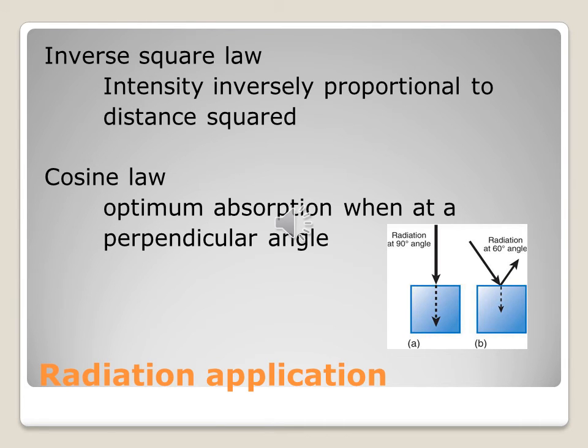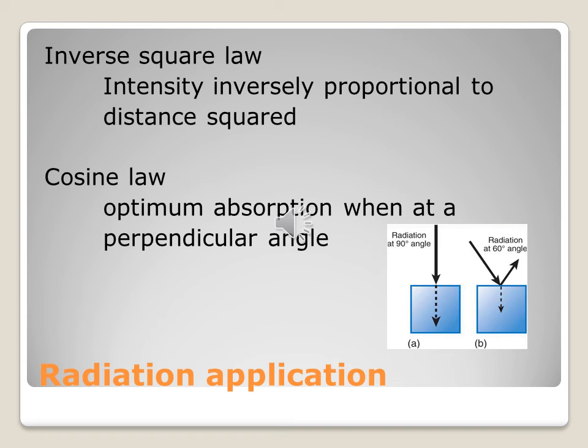So some of the laws as they apply to radiation application. Again, it's important to know these definitions and what they mean. The inverse square law basically means that the intensity of the radiation is inversely proportional to the distance squared. If you really want to make this simple, the closer the object is that's providing the energy, the more energy is going to be produced.